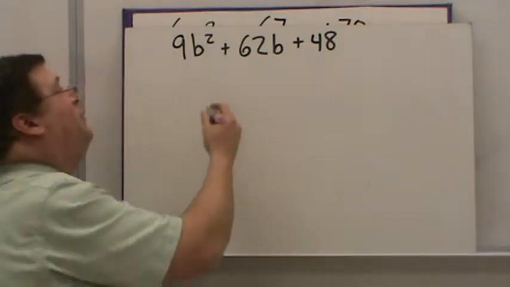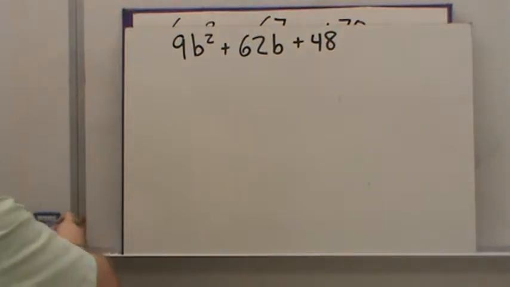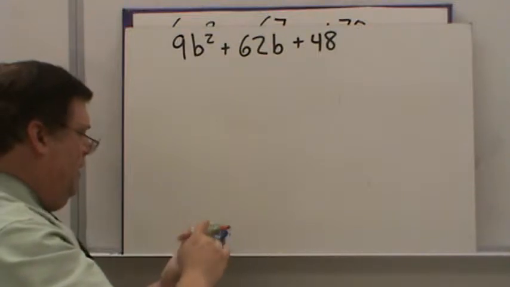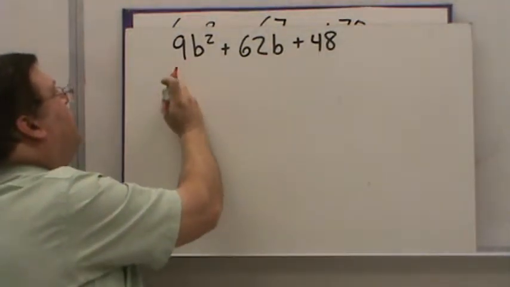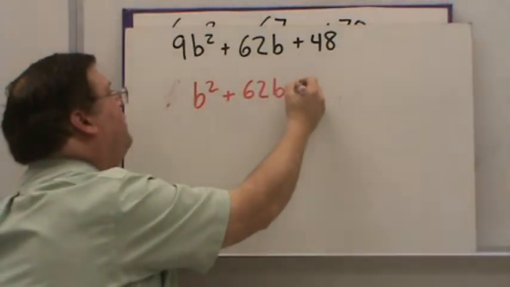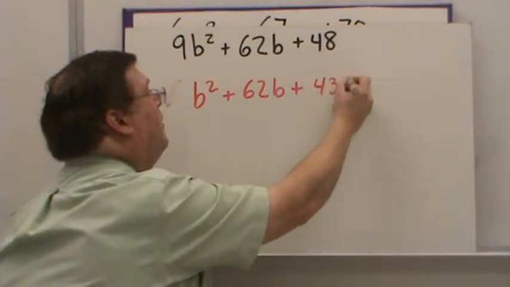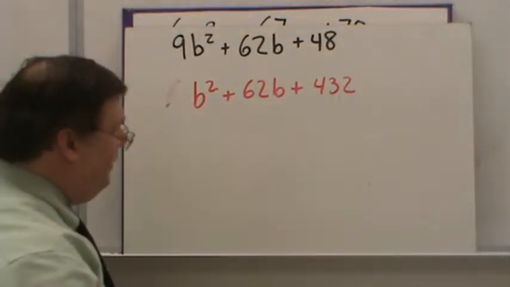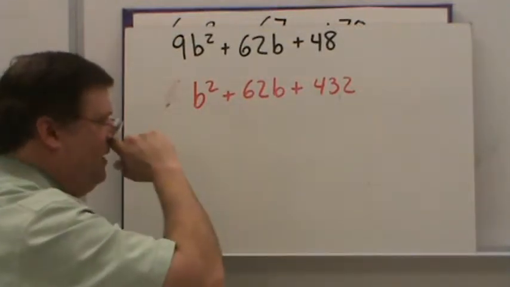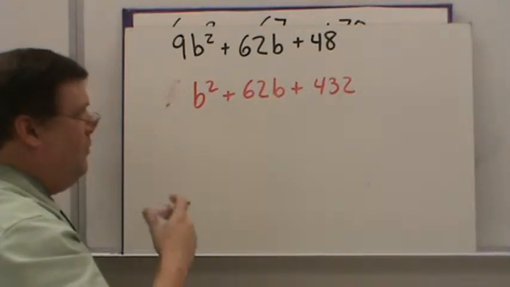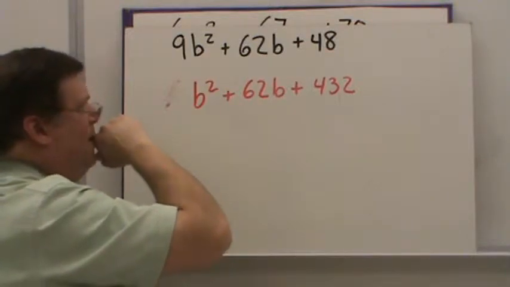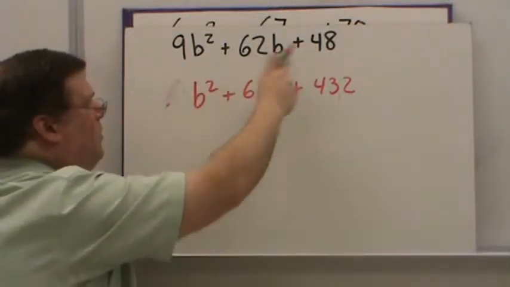So I am going to do the AC method, 9 times 48, and I'll get out my calculator for that one. I get 432. So this becomes b squared plus 62b plus 432. It's a pretty big number to be looking for factors on, but this is also a pretty big number here. So we should start with some fairly high numbers, and probably something along the lines of the 9 and 48 there. I know 9 and there's a factor 3 in here.